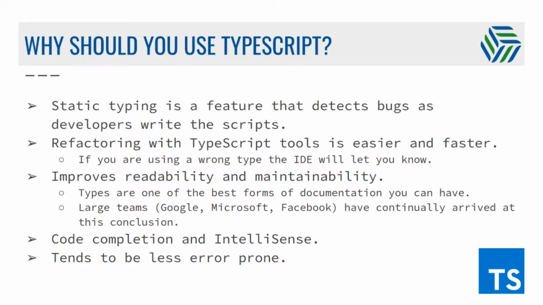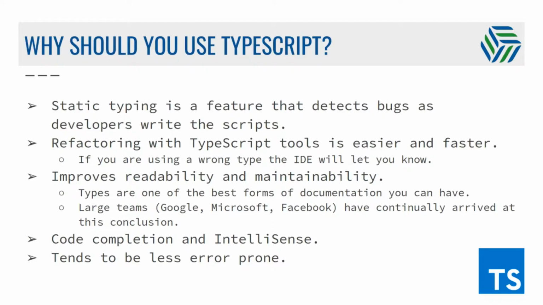TypeScript enables static type checking. Static typing is a feature that detects bugs as developers write the scripts. The differences between static type checking and dynamic type checking matter most when a type error occurs. In a statically typed language, such as Java or C#, type errors occur at compile time. In a dynamically typed language, the errors occur only once the program is executed, so they occur in runtime.